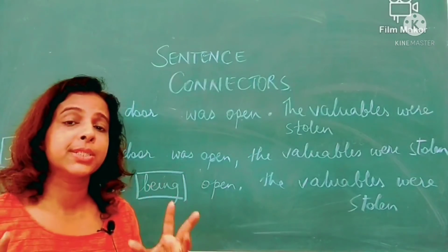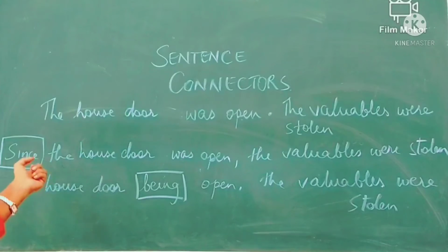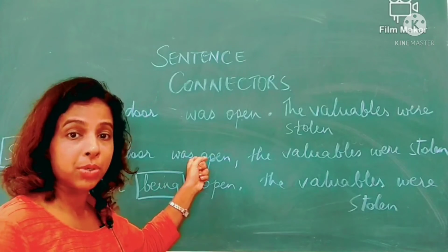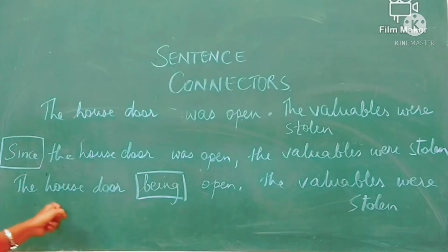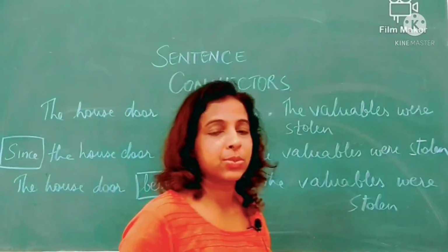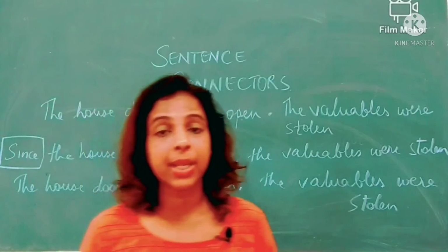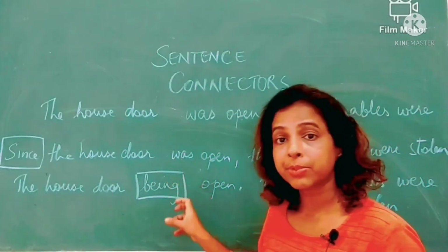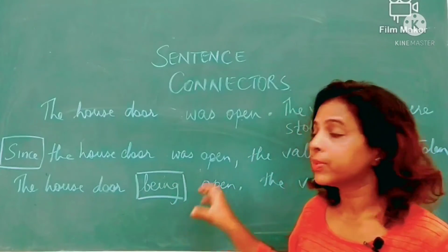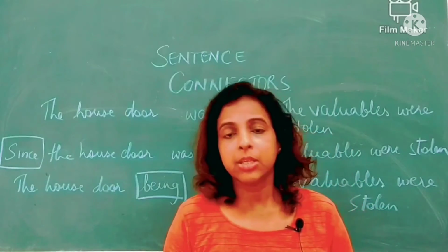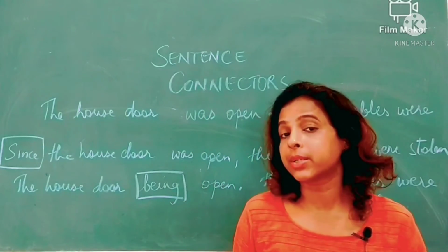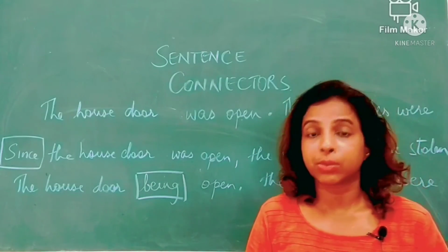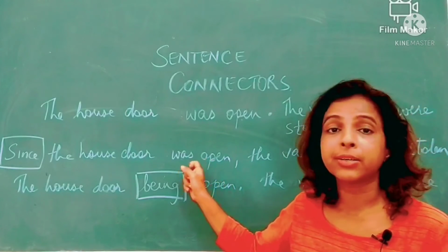Now how can we join a sentence without a connector? Suppose I didn't want to use the word since, I will join it without a connector. What I will do is search for the verb. The verb here is was. So what will I say? The house door being open, the valuables were stolen. So I'm converting the word was into being, and I'm not going to add anything here, but I'm going to use the participle of the verb. I'm going to use this verb to suit this sentence without a connector. So if a question comes in the exam, join a sentence with a connector, or sometimes they'll say join a sentence without a connector, you will have to do it without a connector. Okay, so for that you will have to find the verb.